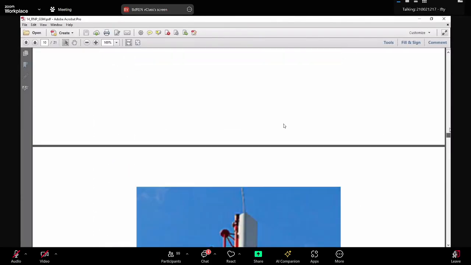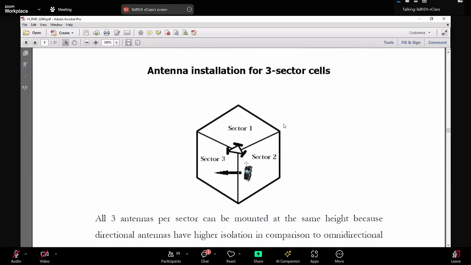Sir, what is the purpose of omnidirectional cell? Omnidirectional means you are not sectorizing. If you just put a tower here with an antenna which radiates equally in all different directions, then from the tower, you just have a single cell around. Then it is called omni cell. Okay.